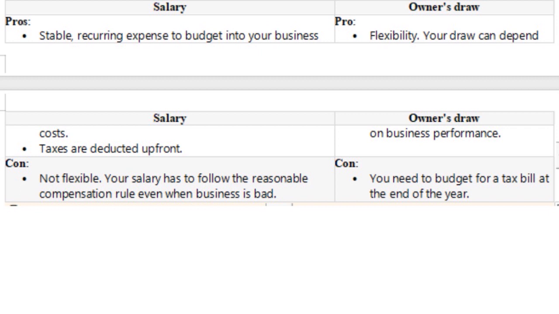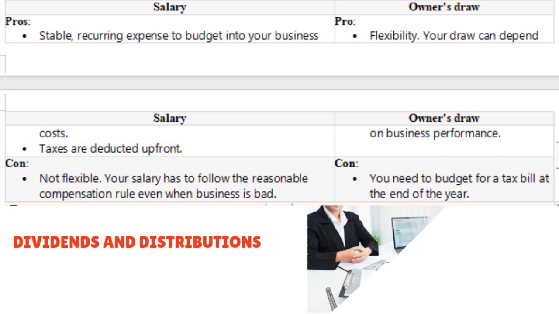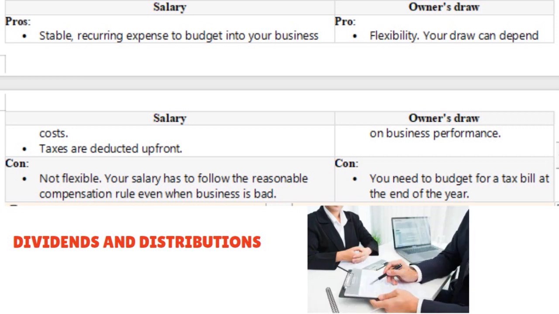The thing I want to say here is that, overall, there are other methods of taking money from your business, such as dividends and distributions. Whether and how you can use these methods depends on the structure of your business, and an accountant can advise you on the pros and cons of each, or you can let us know in the comment section. One of our team members will get back to you based on your situation.